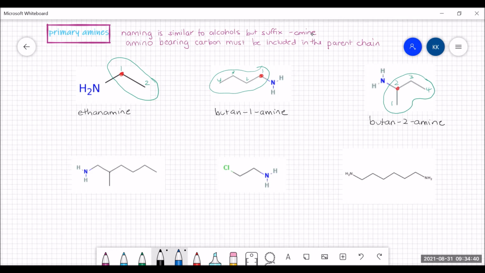Attached groups are listed in the same way as we would for alcohols. So here we have our amino-bearing carbon. Let's find that longest carbon chain that contains it. Let's number the chain so that the amino group gets the lowest number. Now, attached to this, we have a methyl group. So the methyl group is on number 2, the amine is on number 1. So this is going to be 2-methyl. 6 carbons is hexane, 1-amine.